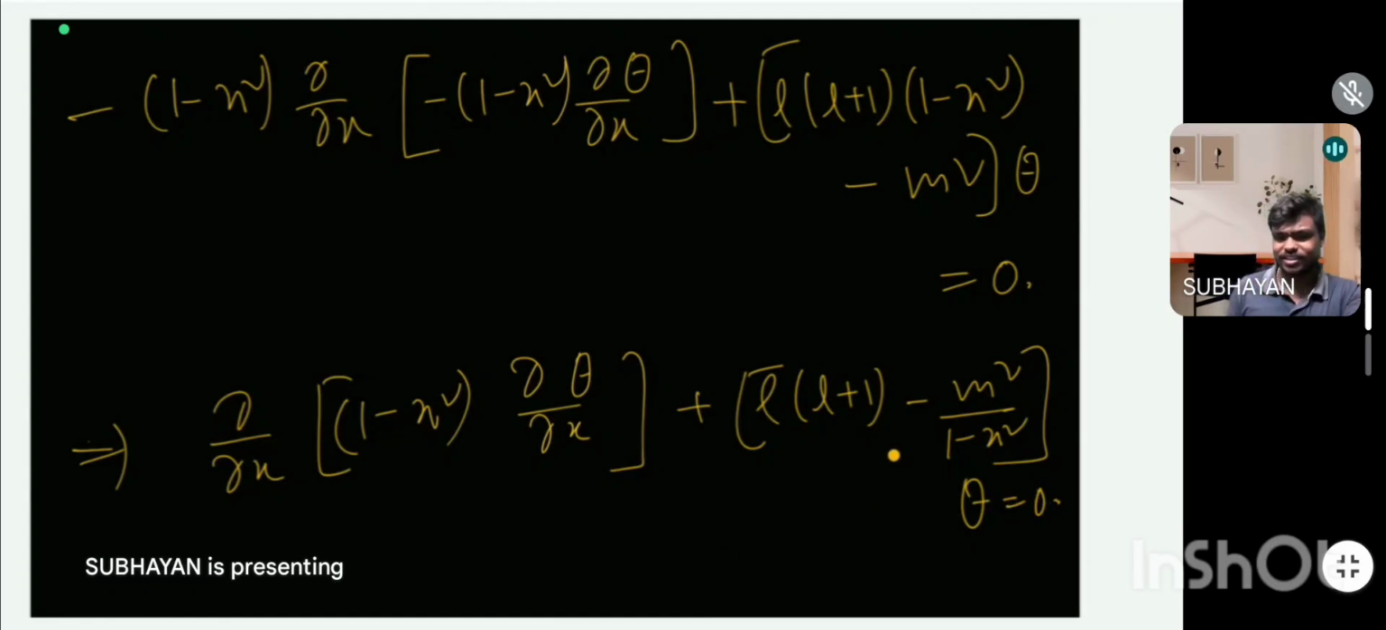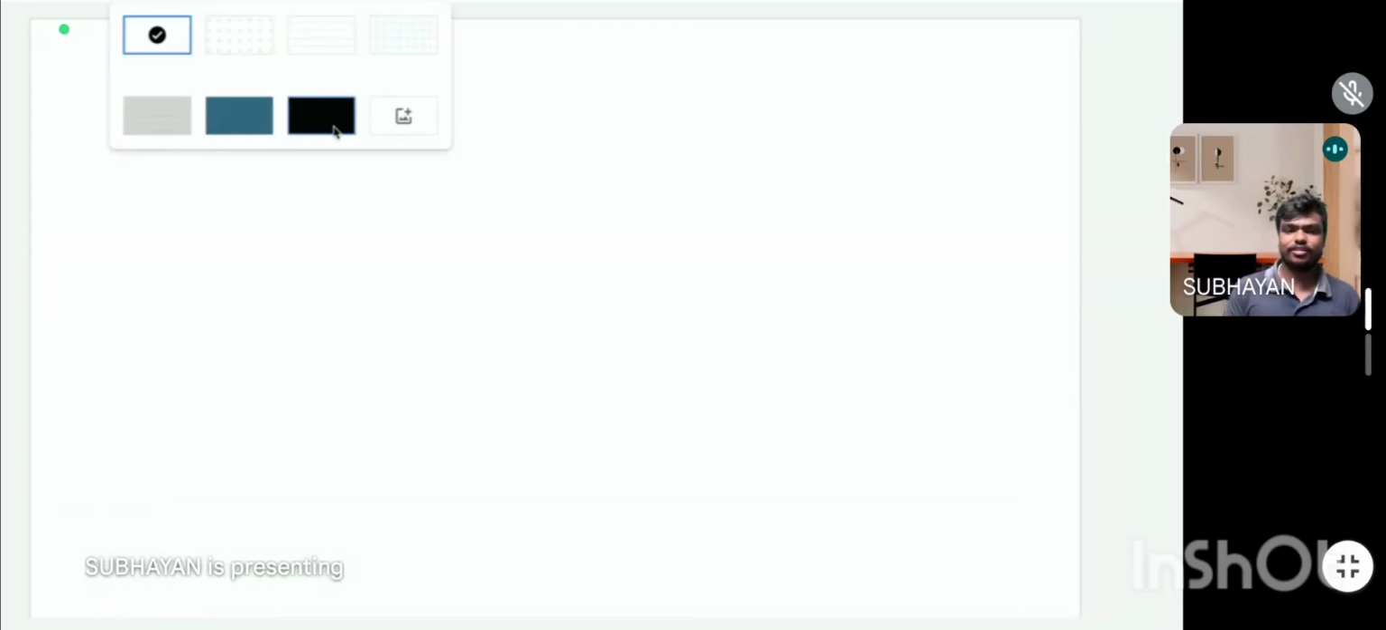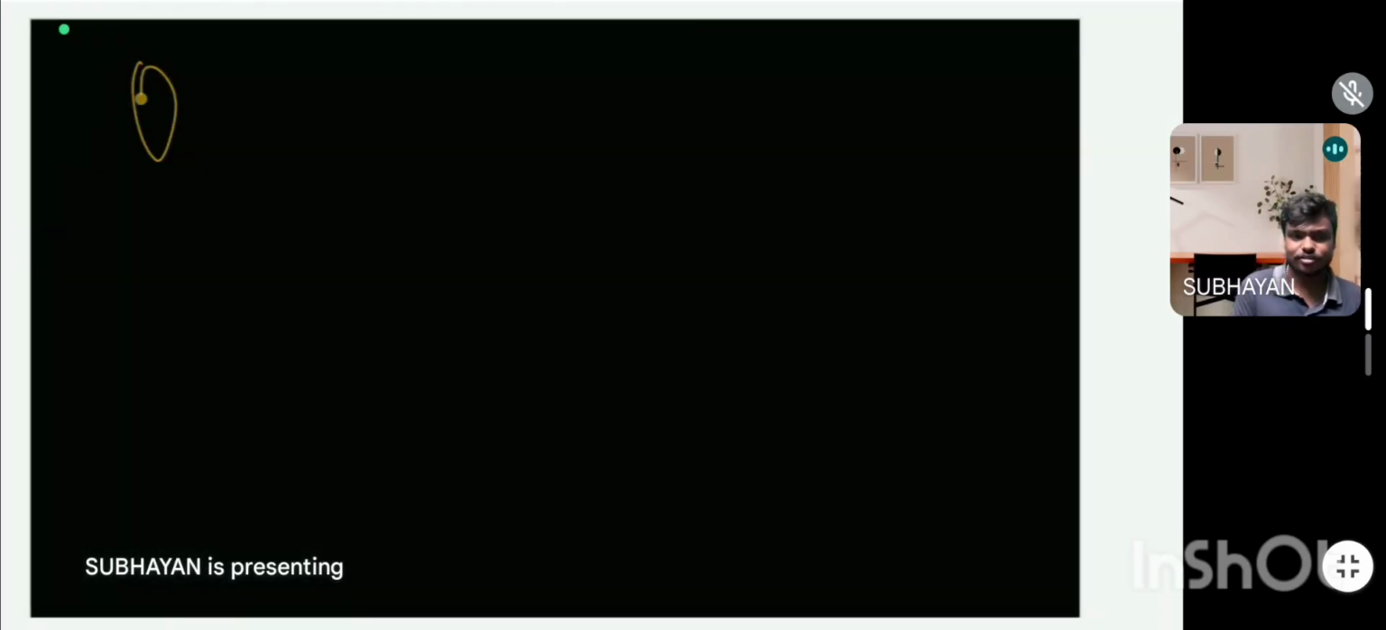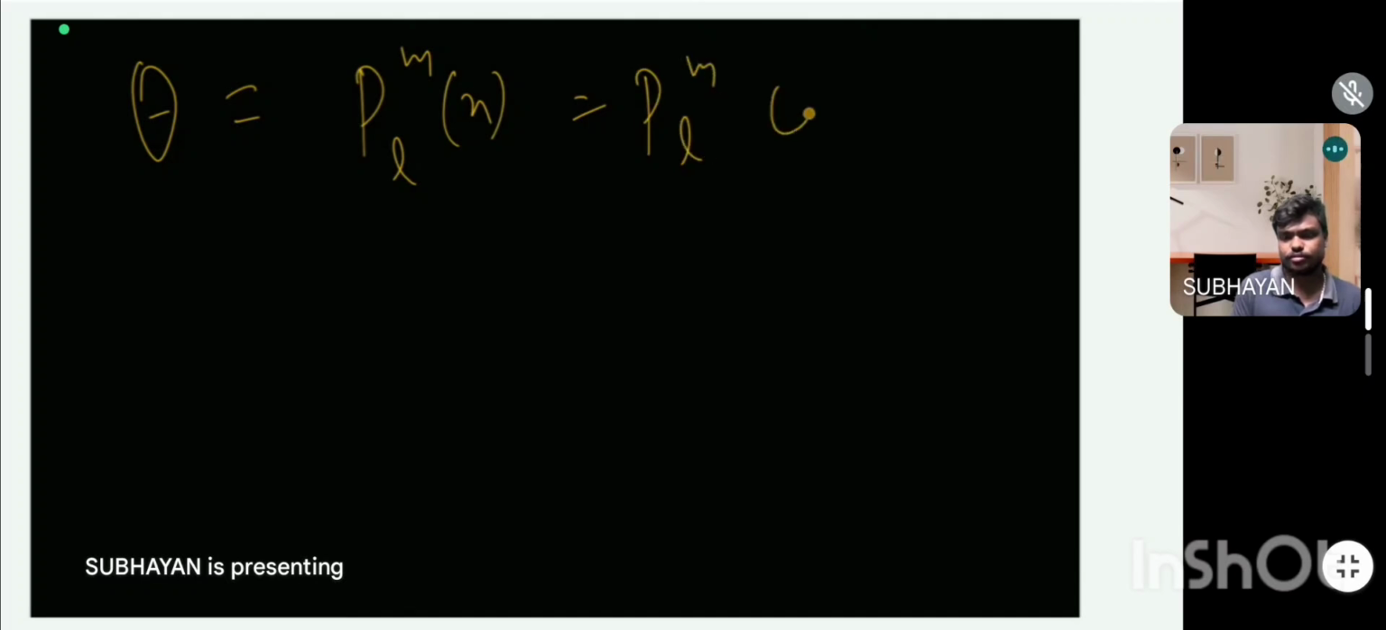So this equation seems very identical to the Legendre differential equation, except this portion. If you put m equal to 0, then you can restore the original Legendre differential equation, but it is not the original one. So in general, this is the associated Legendre equation. The solution Theta will be P of l m of x, that means P of l m of cos theta.